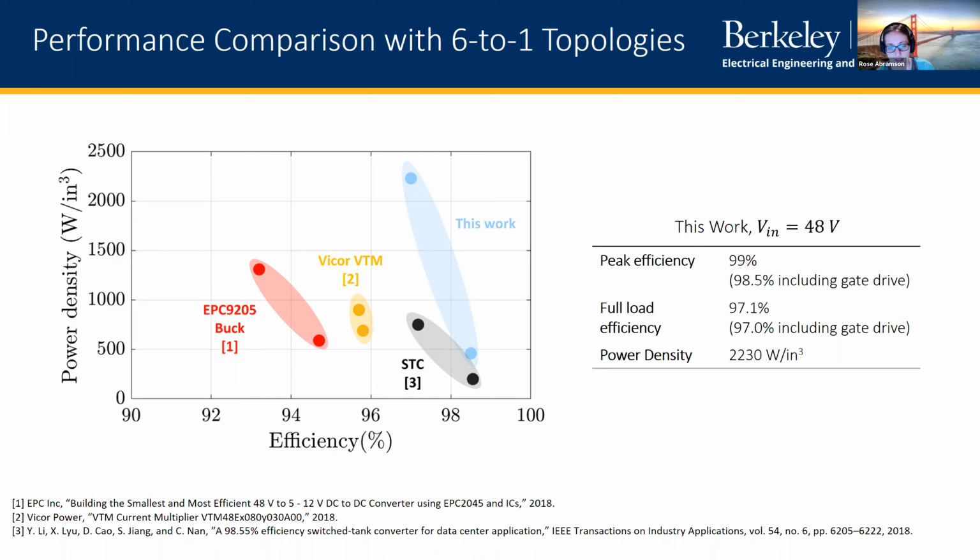without gate drive loss. And we can do that with a power density, using our full load power, of 2,230 watts per cubic inch. So this gives you a sense of what other topologies and works are capable of.